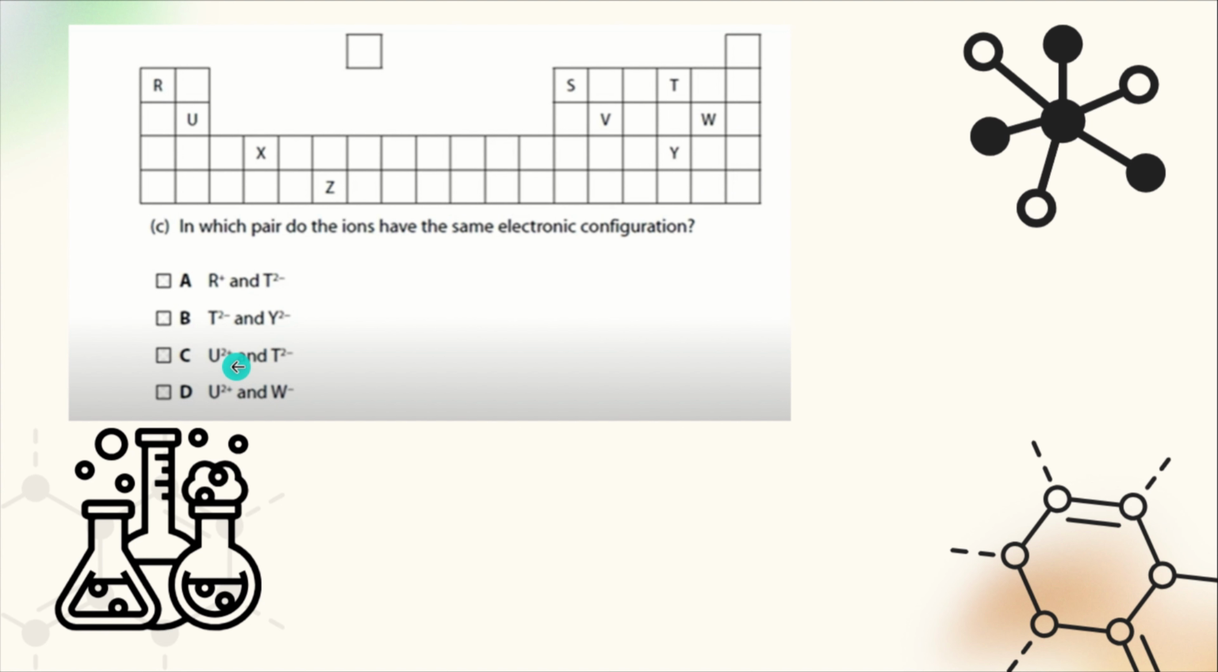U2+ and T2-. If U loses 2 electrons, 1, 2, it will come here. And T2-, which means it will come 1, 2 here. So yes, these two are isoelectronic. Our answer is C.